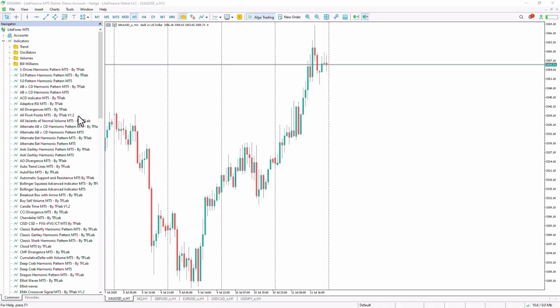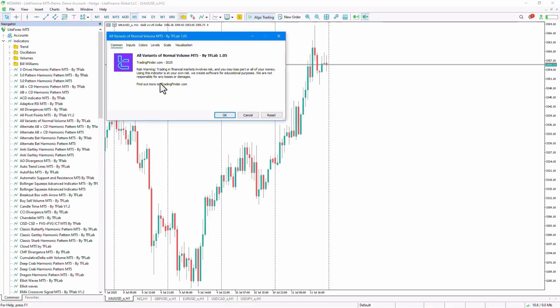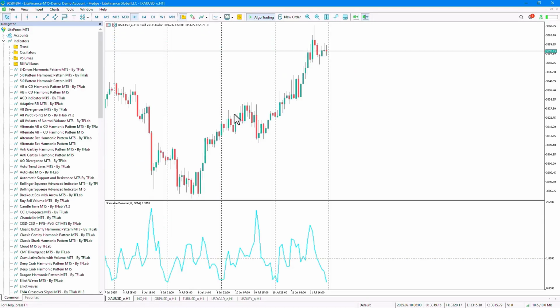From the navigator section, select the indicator file and drag it onto the chart to run the indicator. Once the indicator is running on the chart, an oscillator window will appear at the bottom of the chart.